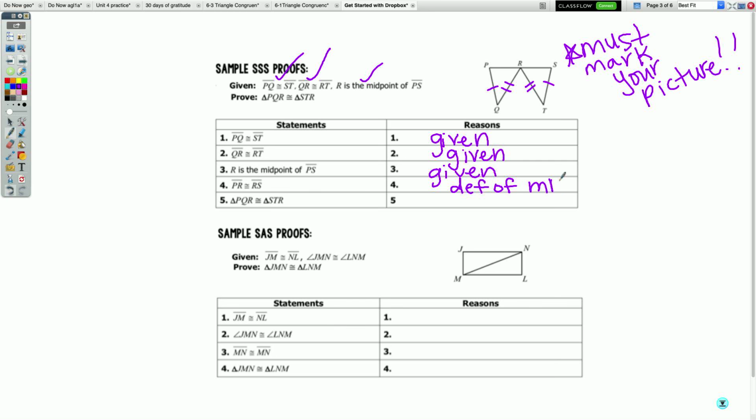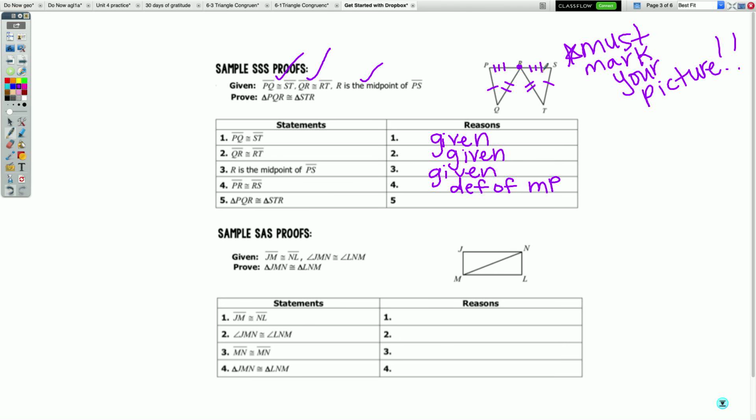And I'm going to abbreviate. So again, don't overthink it. When you see that vocab word midpoint, you're going to write definition of midpoint usually next. I'll put def for midpoint. That is fine. So PR is congruent to RS. We knew that because R is a midpoint. So I'm going to mark that with 3 dashes. Okay, so we're just marking what the information tells me. And now we have the information in my picture to figure out my last blank.